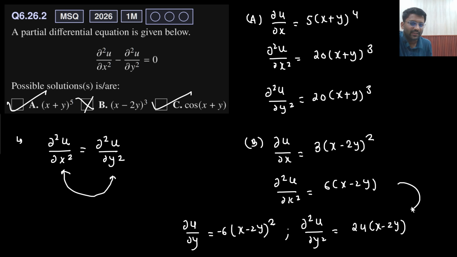So both are not same. Surely both are not same. That means option B is incorrect. So partial differentiation you can calculate. Del square u by del x square is 6 into x minus 2y. Del square u by del y square is 24 into x minus 2y. Both are not same. Option B incorrect. Options A and C are correct. Option D would be there, that also you can check. Let's go to the next question.